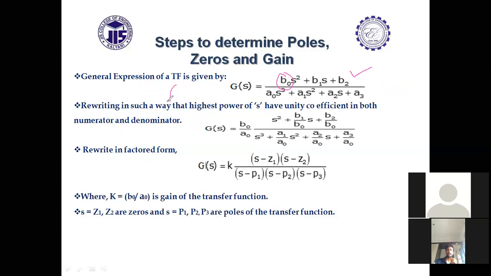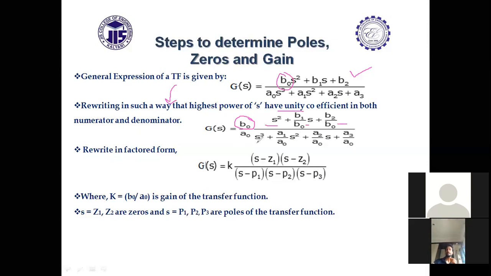In this step, as mentioned, the highest power of s in both numerator and denominator should have unity coefficient. So to have that unity coefficient in the numerator, let us take b0 common in the numerator. Then, if b0 is taken common, the coefficient of the highest power of s in the numerator, that is s squared, will be 1. That is unity. And once b naught is taken common, this will be divided by b naught.